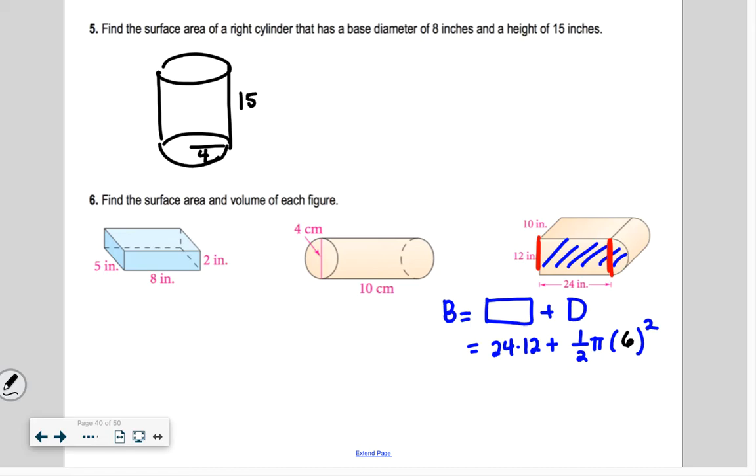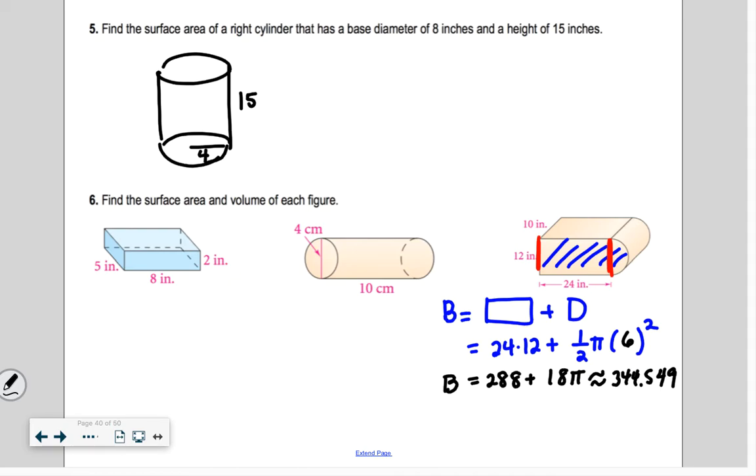So 24 times 12 ends up being 288. And then I have 6 squared is 36, divided by 2 is 18. So I have 18 pi. So I have 288 plus 18 pi, which is like 344 point something, 549.